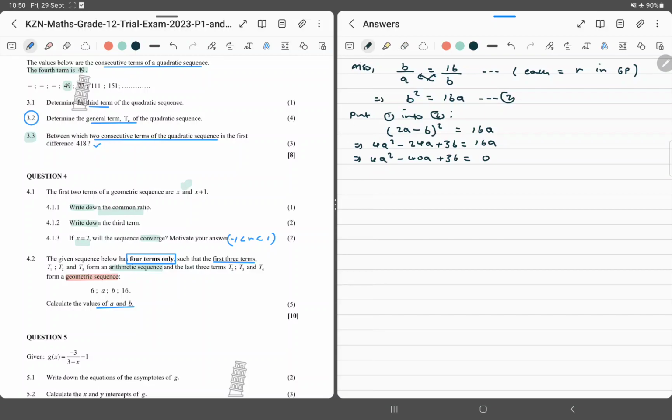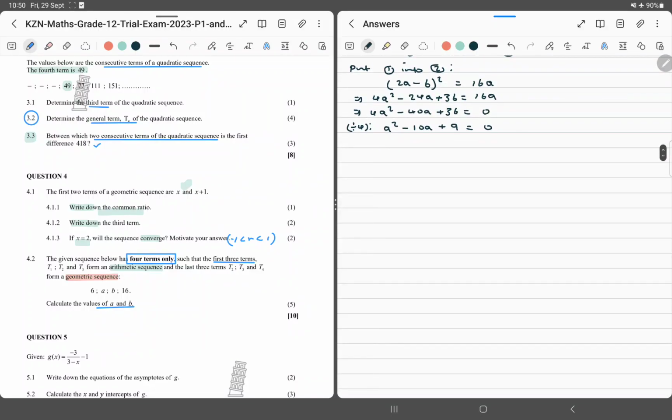Actually, we can divide by 4 throughout. So this would be A squared minus 10A plus 9 equal to 0. Now we can factorize. So a lot of maths, folks, is important. So this is minus 1, minus 9. Therefore, our A is 1, or our A is equal to 9.